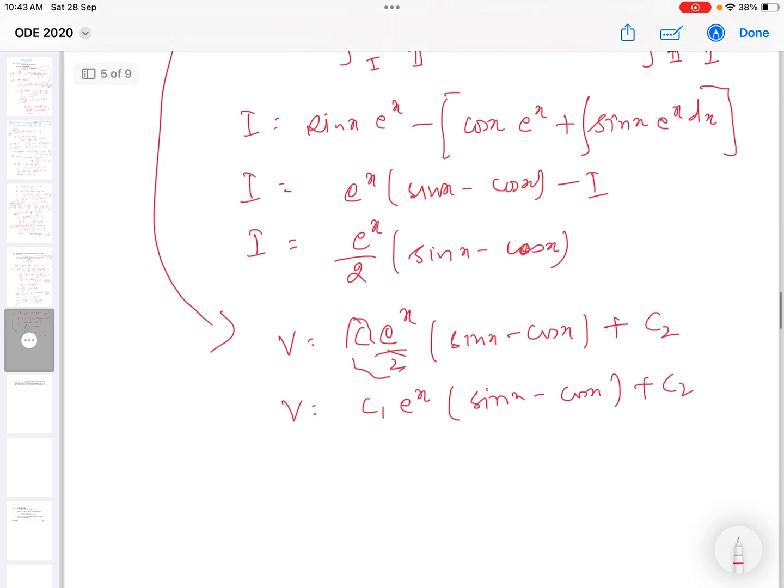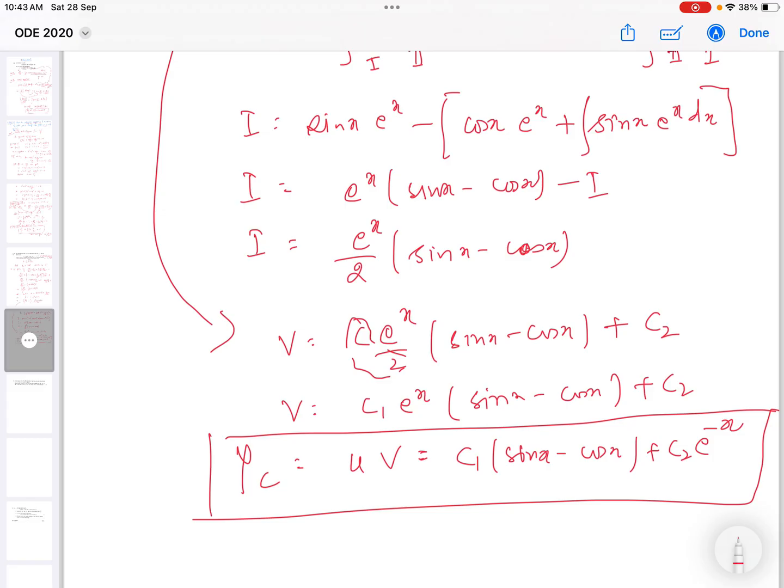Now what we will do is, y complementary is nothing but uv, we know u as e raised to the power minus x. So it is e raised to the power minus x, c1 times sin x minus cos x plus c2 e raised to the power minus x. So we got our complementary function.